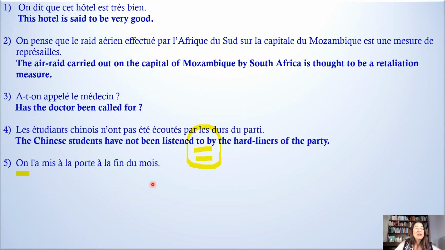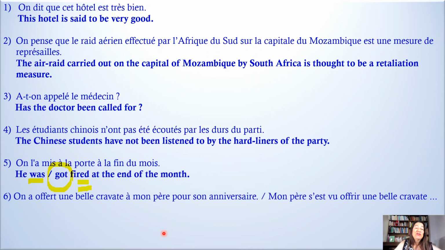On l'a mis à la porte à la fin du mois. Again, who fired him? Well, we do not know. So the same vague meaning here as in the previous sentences. And the difficulty here is maybe to choose between constructing the passive voice with be plus VEN or with get plus VEN. So both are possible.